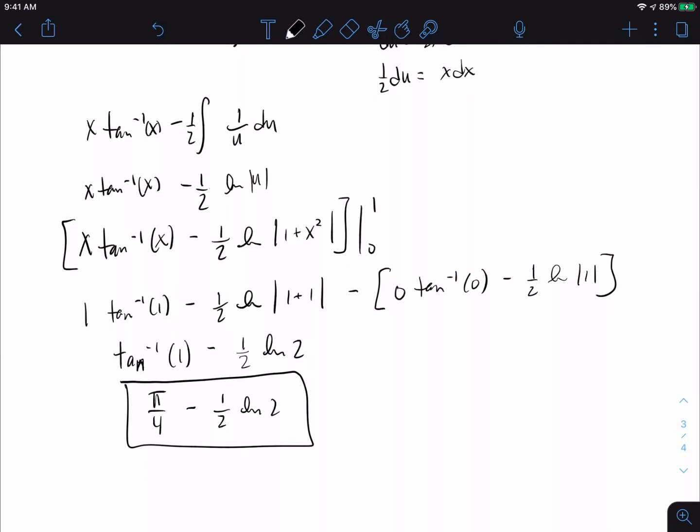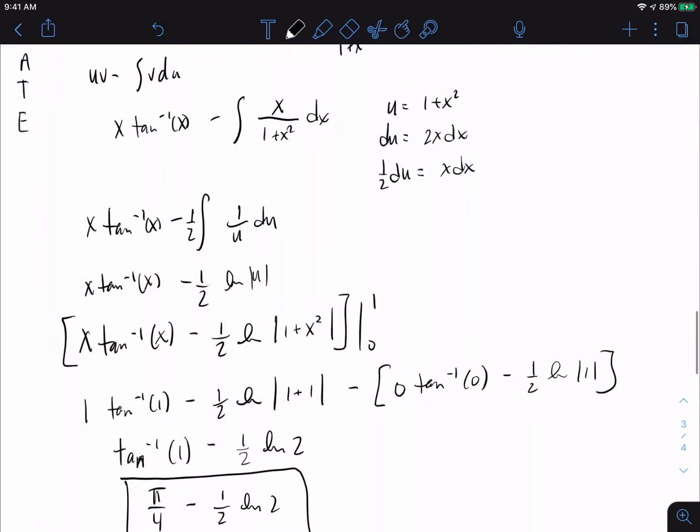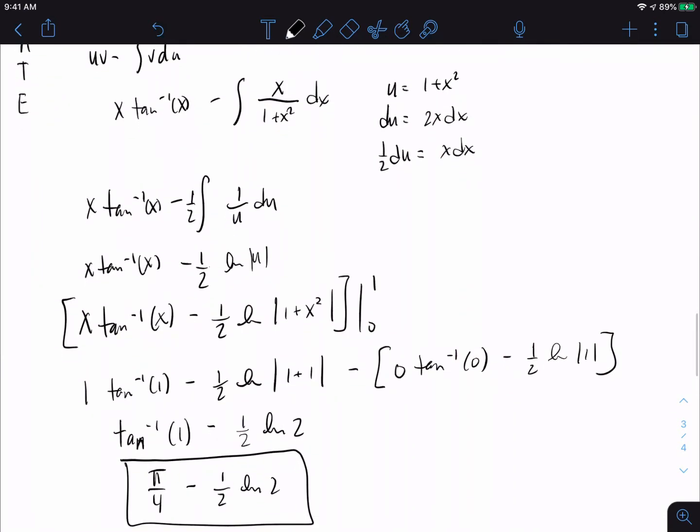Are there any questions on the process for this problem that I just did? You just leave it up there for a bit? Yeah, no problem, of course.